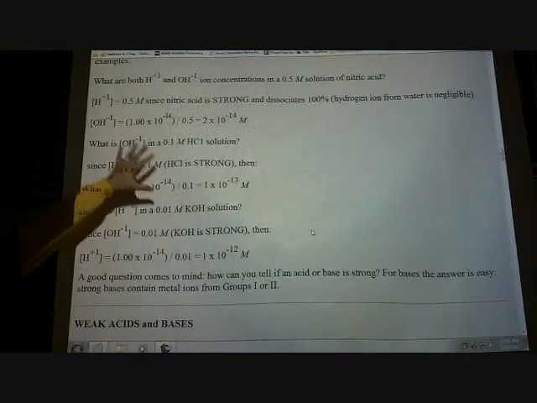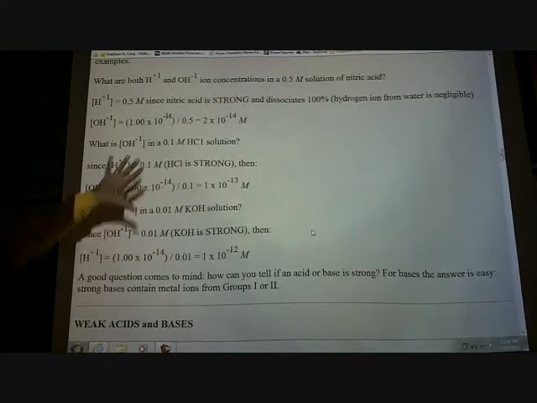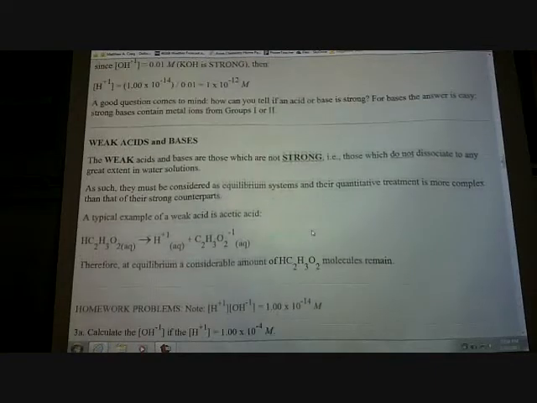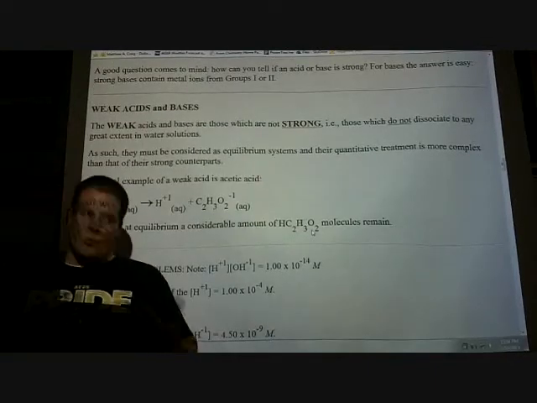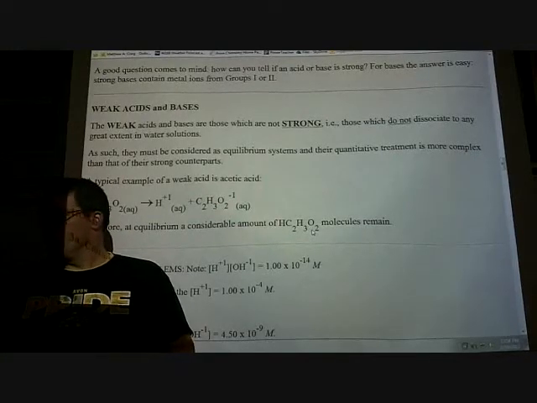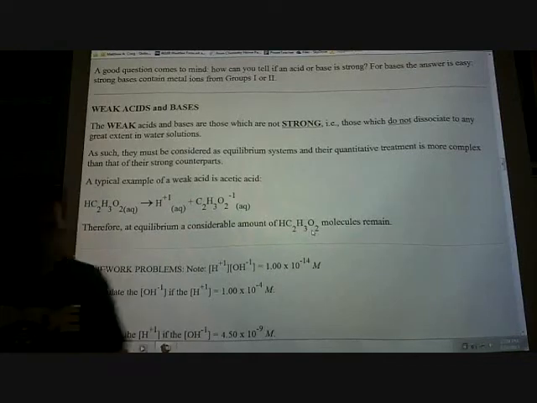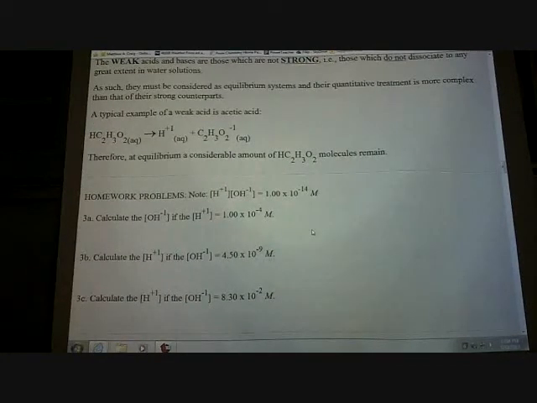Here's an example of how we're going to do our homework, and I'll do one of the homework problems if you're quiet. Weak acids and weak bases. Pretty simple. Weak acids and weak bases do not dissociate 100%. Strong ones do. Let's take a look at one of the homework problems. The threes are part of your homework, so let me take a look at one of those.